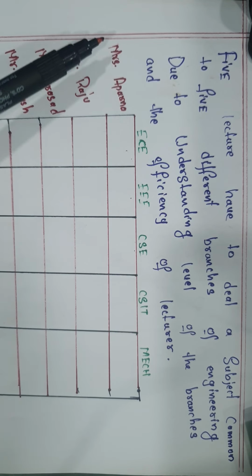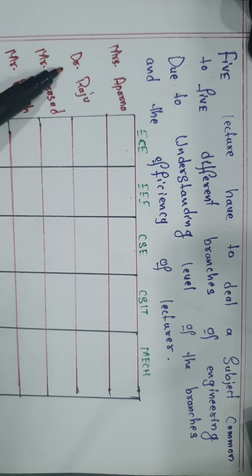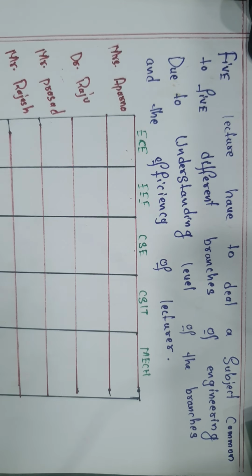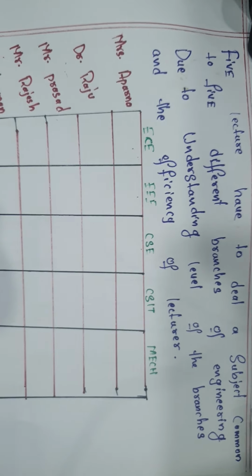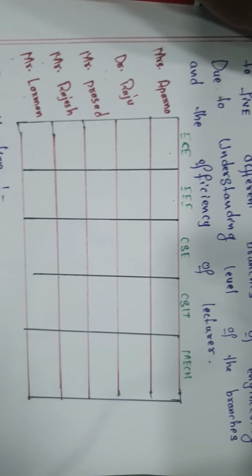And the lecturers' names: Mr. Aparna, Dr. Raju, Mr. Prasad, Mr. Rajesh, Mr. Lakshman. Okay? Like this, 5 names are given. How many names are given? As you can see, 5 names are given.